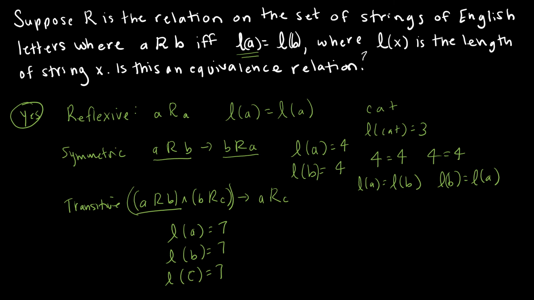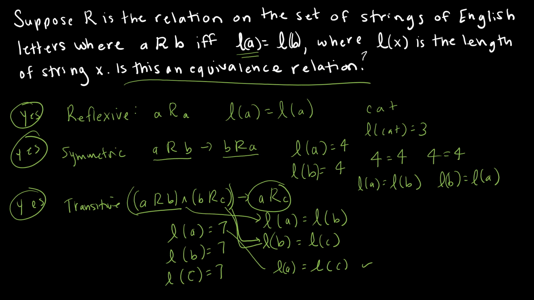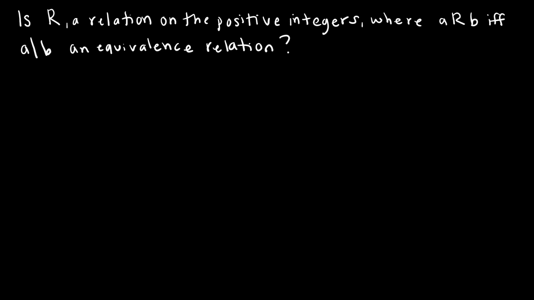So does that make sense then that A is related to B? Well, L of A is 7 and that's equal to L of B, so that's true. And L of B is 7 and that's equal to L of C, which is 7. So that's true. So is it true now that A is related to C? Well, L of A is 7 and L of C is 7, and so yes, it is true. So yes, it's reflexive, yes, it's symmetric, and yes, it is transitive. So is this an equivalence relation? Yes, it is. Let's take a look at just one more example.